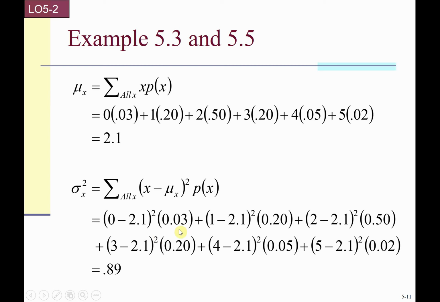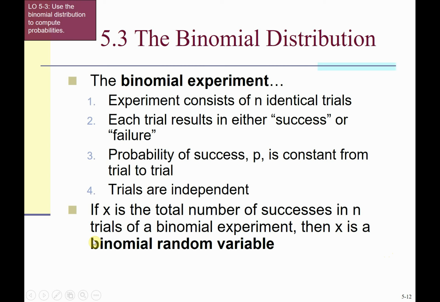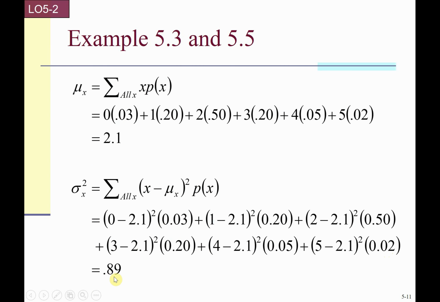We can also calculate the variance, which is taking the difference between the average, which we just calculated, and the outcome. So 0 minus 2.1, square it, times 0.03, plus 1 minus 2.1, square it, times 0.2. We do all this for all possibilities, which was up to selling 5 radios a day. 5 minus the average, square that, times its probability, 0.02, to come up with the variance of 0.89, and then the standard deviation of that would be the square root of 0.89.